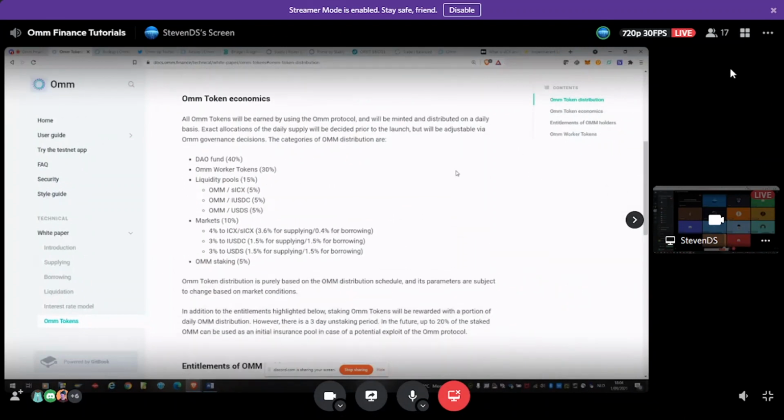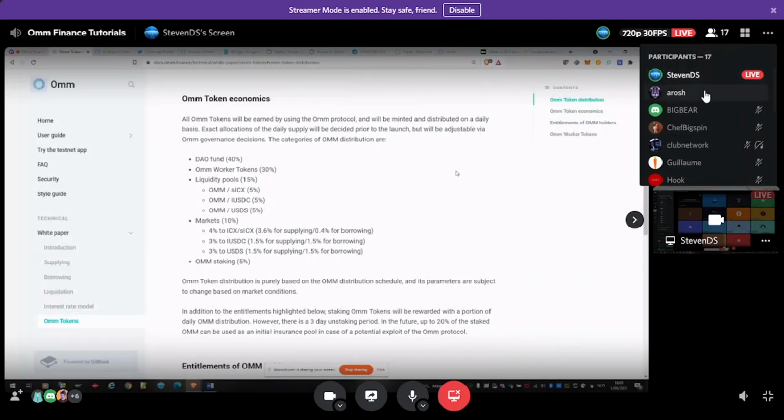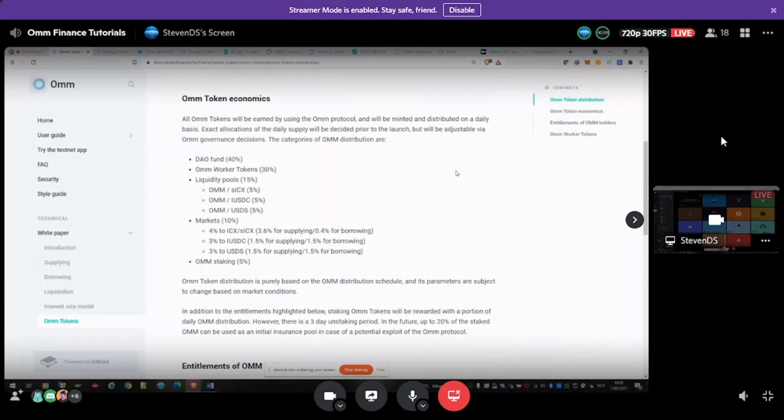And what you also can see here is how the tokens are allocated. Percentage-wise, you can see that 40% is going to the DAO fund, 30% is going to the OMM worker tokens. Some people have also asked, what are these worker tokens? These are the team tokens. So these 30% is given to the team through worker tokens. Different team members can share the worker tokens among themselves. When new builders join, these will be distributed among each other for a fair distribution within the team as well.